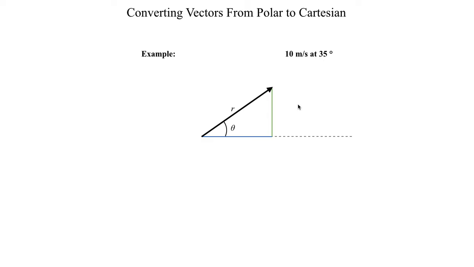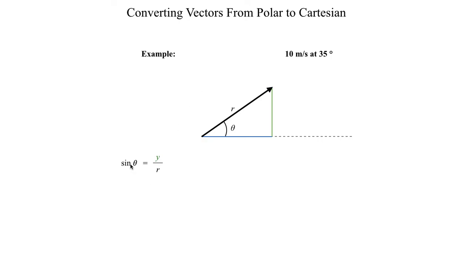In order to convert this from polar to Cartesian form, our goal will be to resolve what this x component is and what this y component is. The x is colored in blue and the y is colored in green. To do that, we're again going to have to use some trigonometry. If we want to resolve the y component, we use the sine of an angle. The sine of an angle theta is equal to the length of the opposite side divided by the length of the hypotenuse.